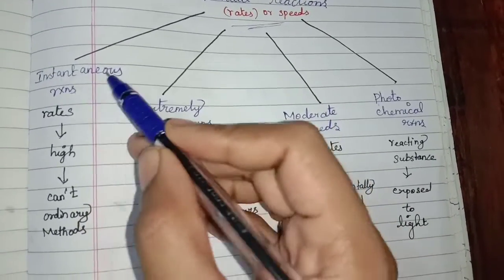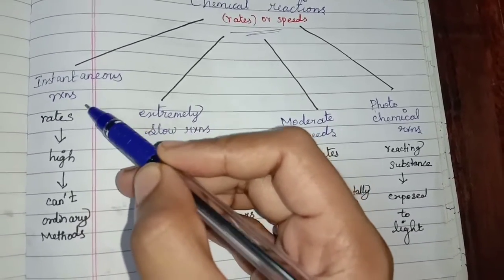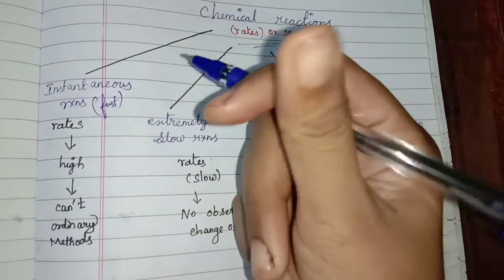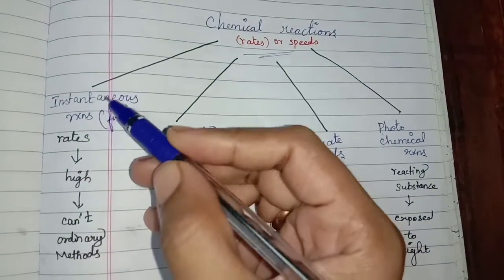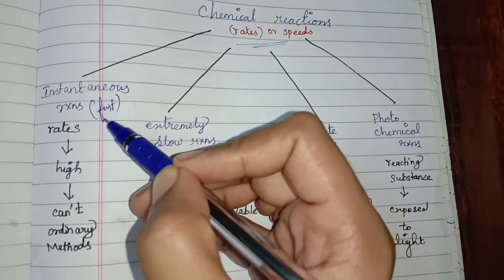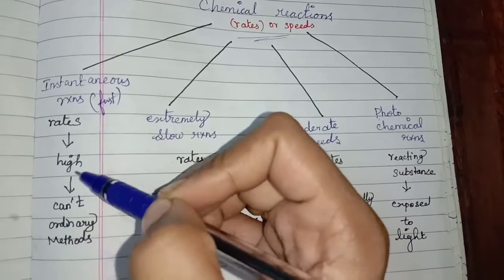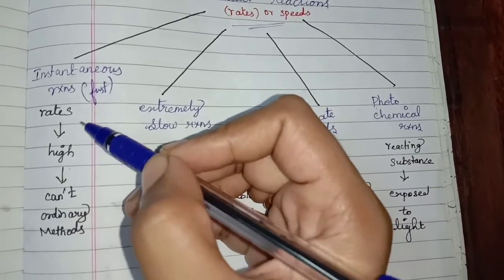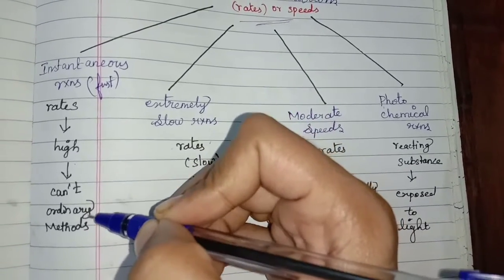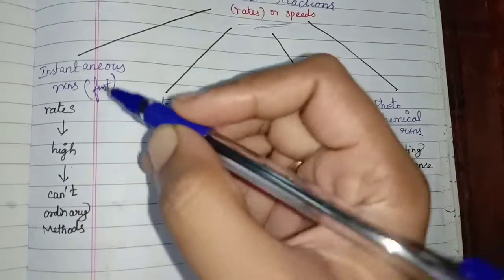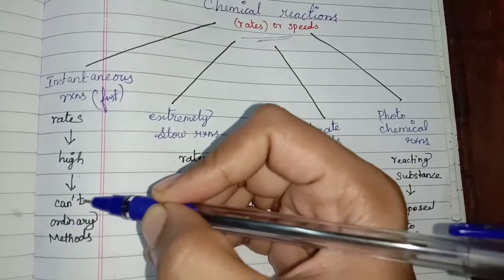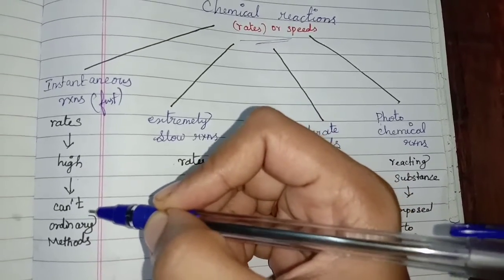What does instantaneous reaction mean? These reactions occur very fast, instantly, within a second or a minute, so it has the name instantaneous reactions. The rate of the reaction is very high. So we can't find out the rate of this reaction through ordinary methods, because this reaction will occur very fast.